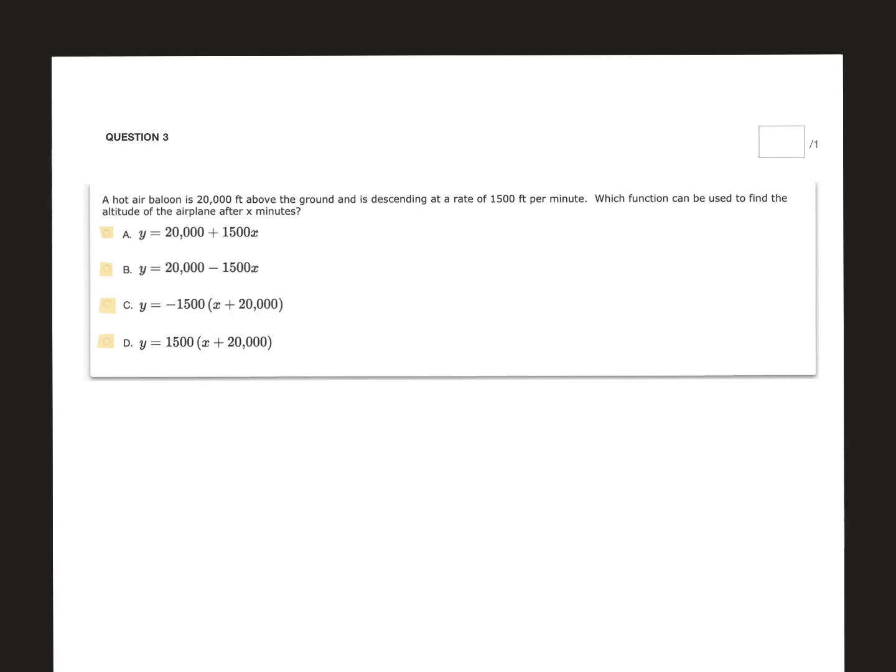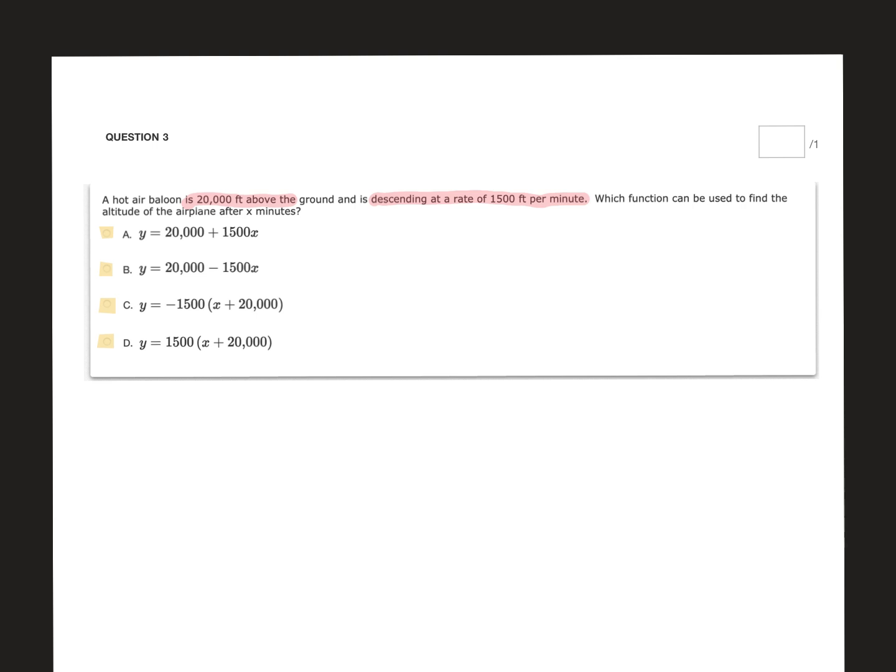On this question here, just word problem, slope intercept form, and it is basic setup. It's not asking for us to solve anything. So I have a hot air balloon that is 20,000 feet above, so I'm going to highlight there, and it's descending at a rate of 1,500 feet per minute. And it wants to write which function. Oh, I put airplane, but it's a hot air balloon.